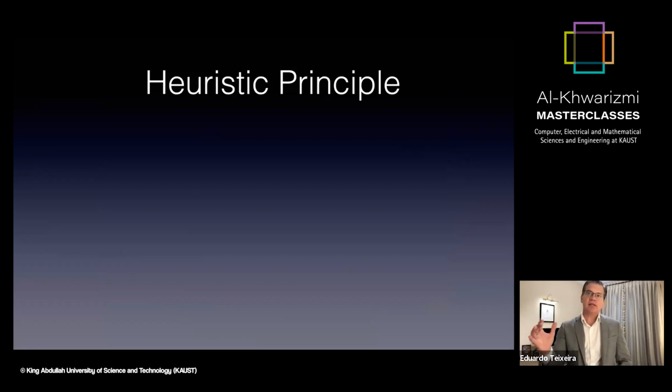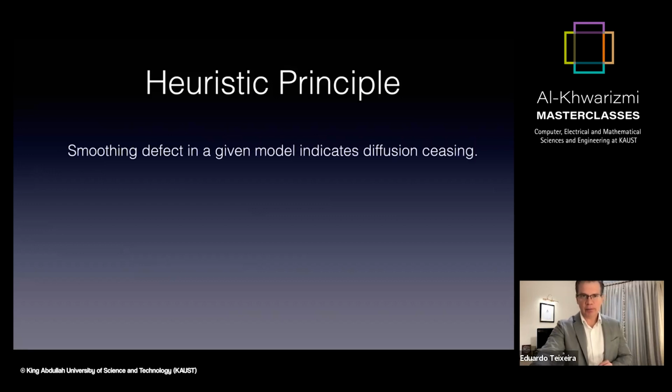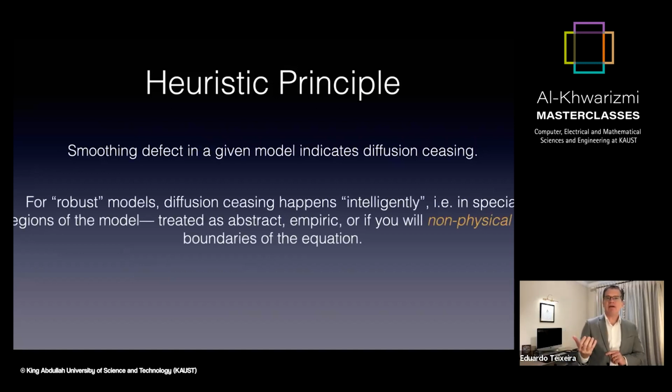It's a heuristic principle that makes the connection between free boundary problems and linear or nonlinear diffusion processes, where you see some defect in the regularity, and you try to interpret the specific points where solutions lose regularity as being an artificial or a non-physical free boundary. So the heuristic principle is the following: a smoothing defect in a given model indicates diffusion. That's what I've been saying since the beginning of my talk. Whenever you see a diffusion process losing regularity, something is going on there.